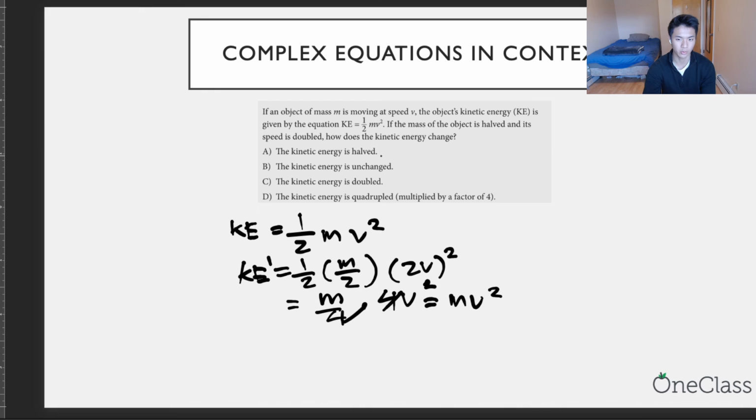And so we're going to look for some answer choice that validates that conclusion, and that's going to be answer choice C. The kinetic energy is doubled, and that's what we're going to choose as the correct answer here. So again, we did not have to have any knowledge of physics. We just needed to be able to interpret the information given to us and say, how do I apply this to the math concepts I'm already comfortable with, right?